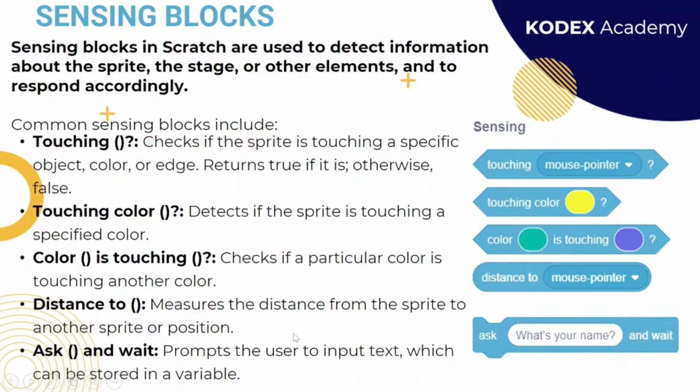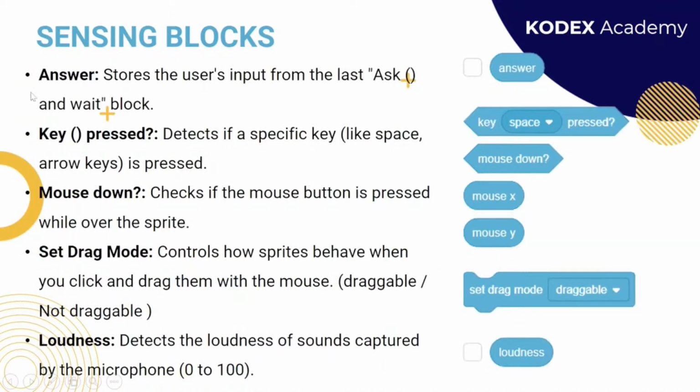Now we'll move to another sensing block. Here is answer. Answer is simply what you get from the user as input from the last ask and wait. That answer is stored here, and when you want to show the answer on your stage, you can use this block in your script as per your demand.